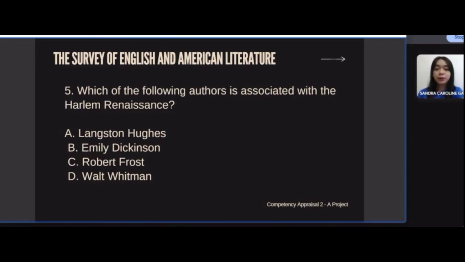Hughes was a key figure in the Harlem Renaissance, emphasizing African-American identity and culture. Both letter B, Emily Dickinson, and letter D, Walt Whitman, are 19th century poets. And letter C, Robert Frost, is known for rural New England themes, not the Harlem Renaissance.